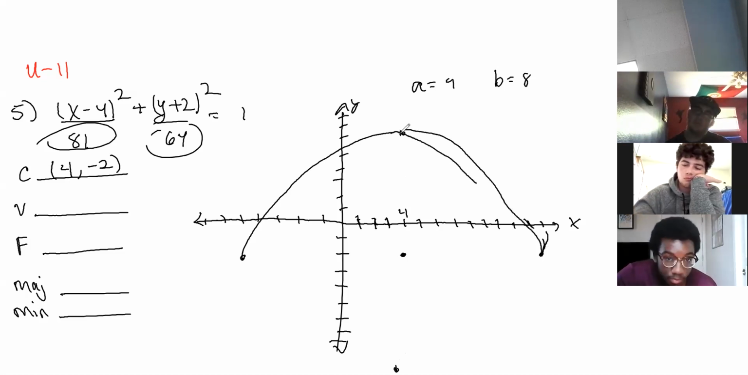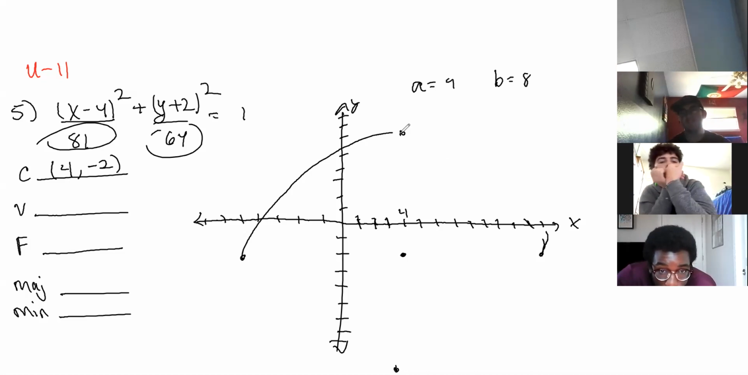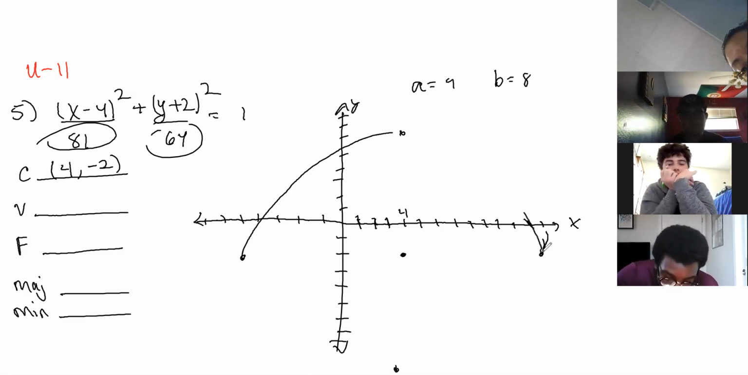Okay, I am doing a horrible job at this drawing. I'm hoping yours looks much better than mine. Not really.